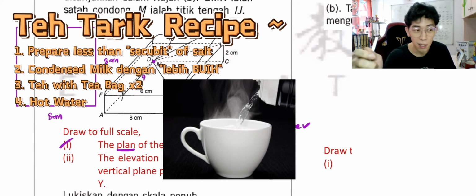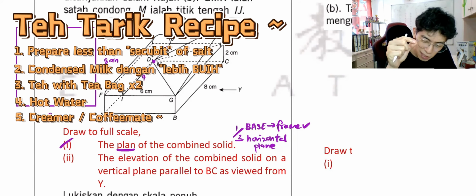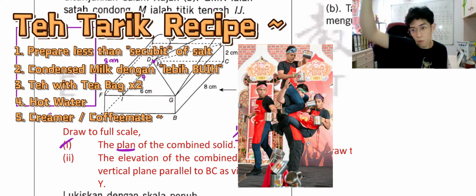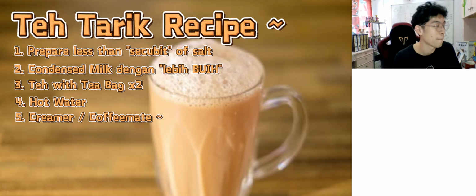2 tea packs, hot water, a bit of creamer. Then after that, less than a sachet of salt. Then the condensed milk inside. 1, 2, then tarik. Then the BUIH. I tell you, semicircle level. Wait, why am I talking about Teh Tarik?